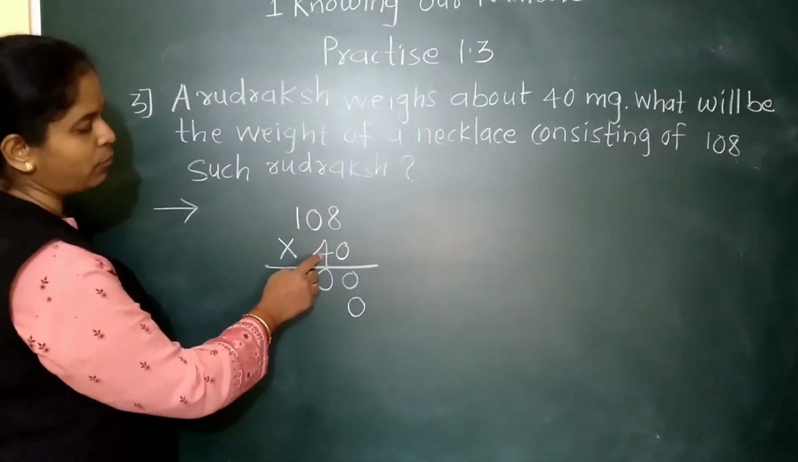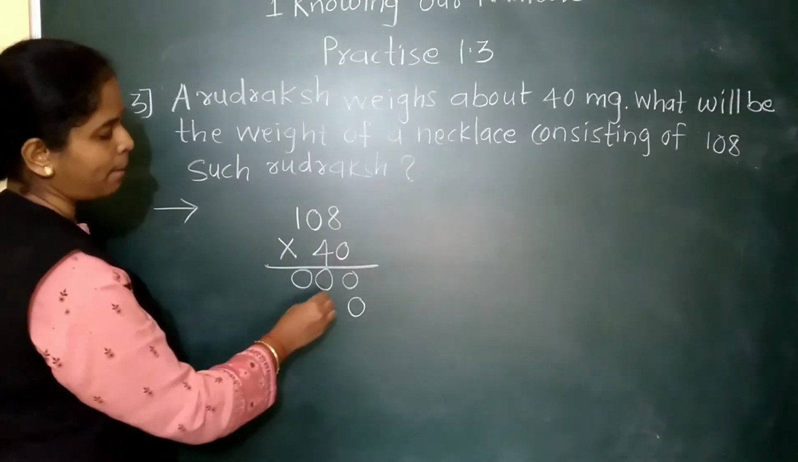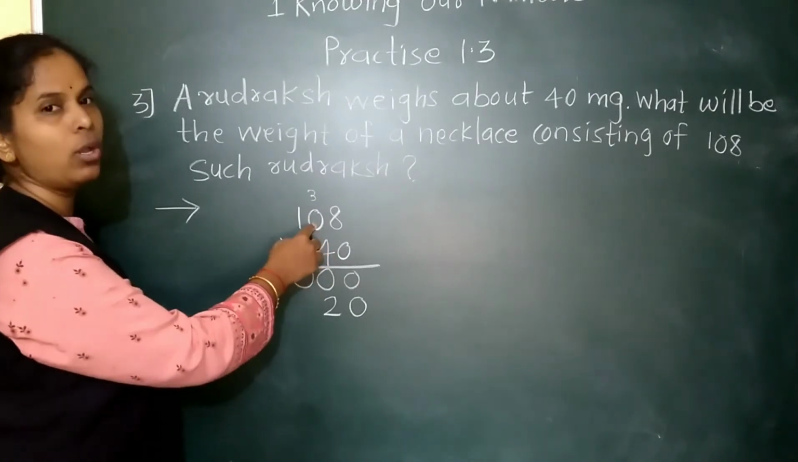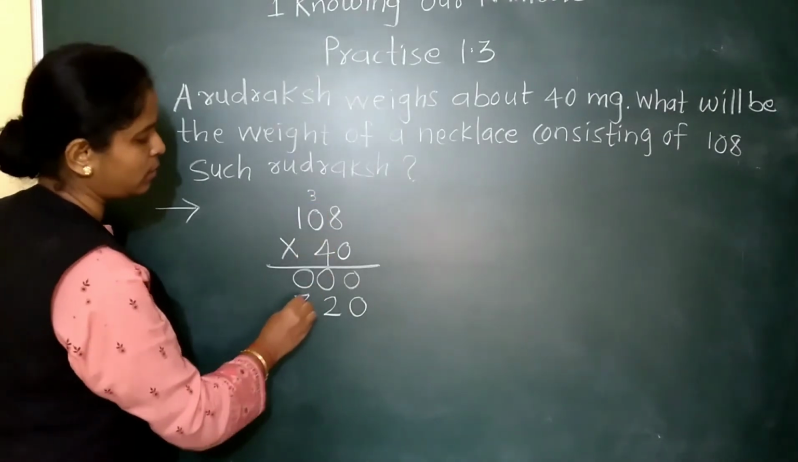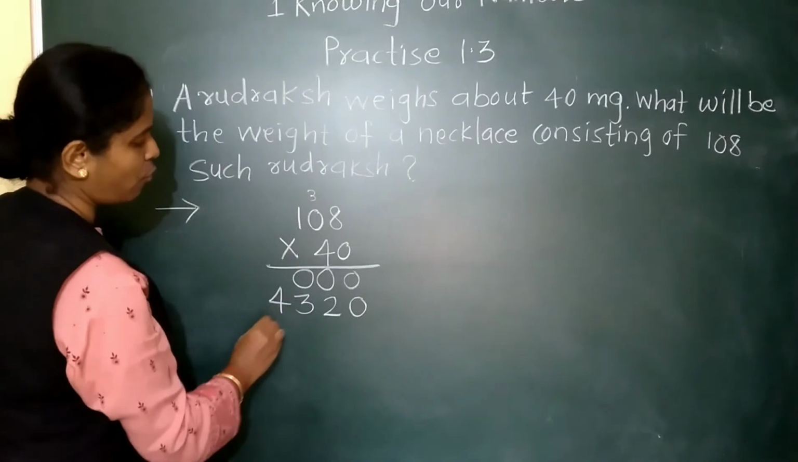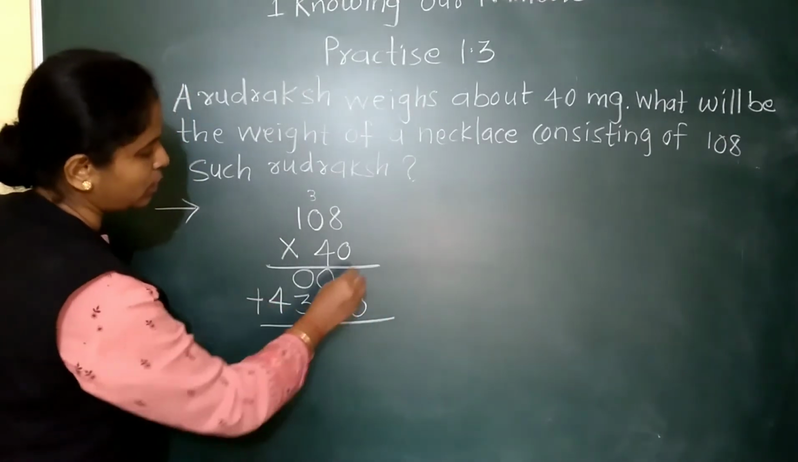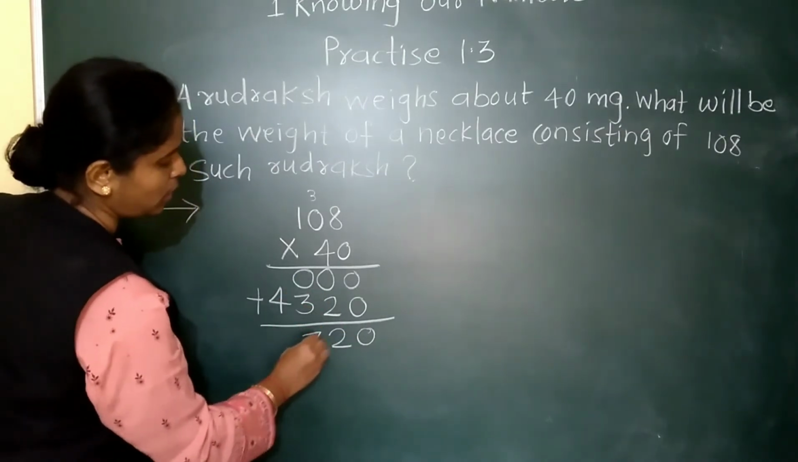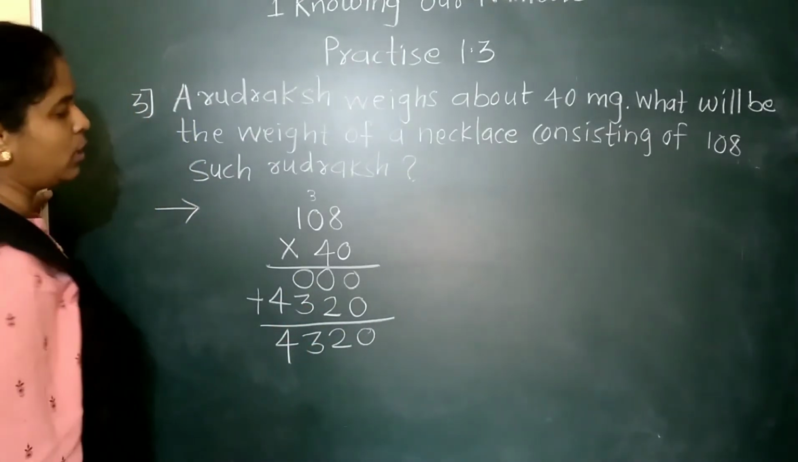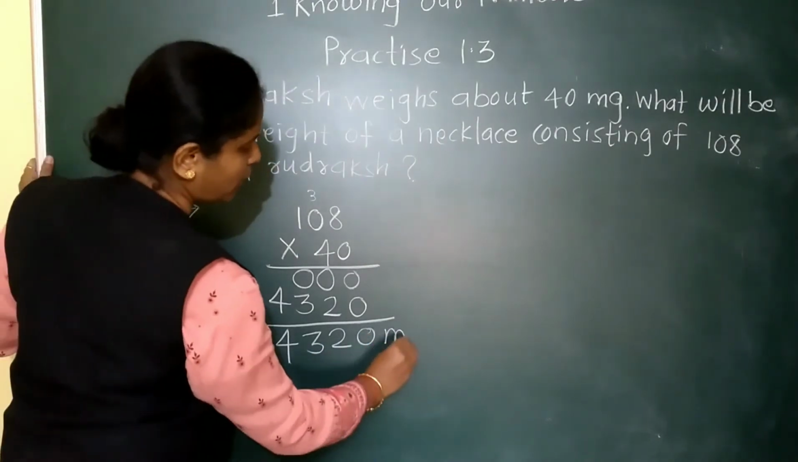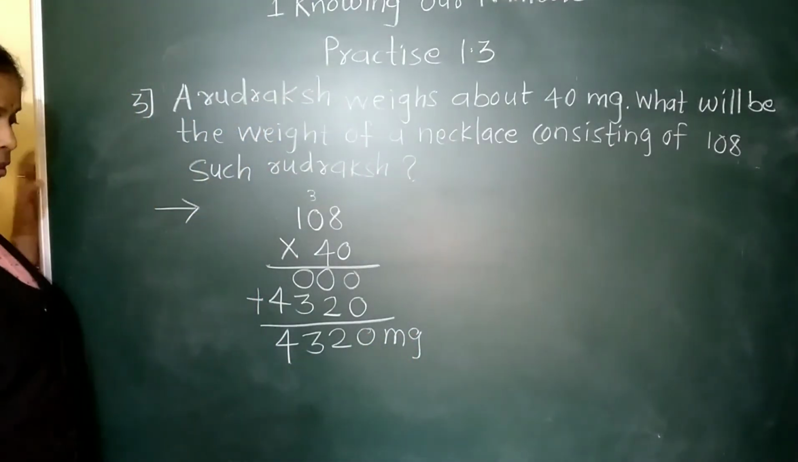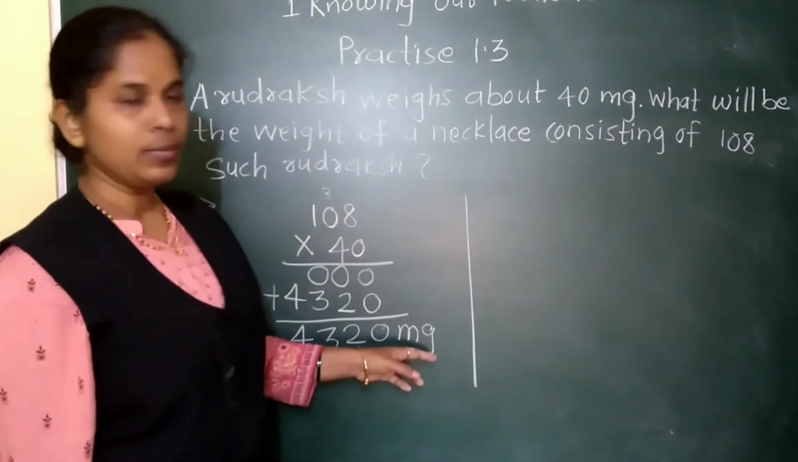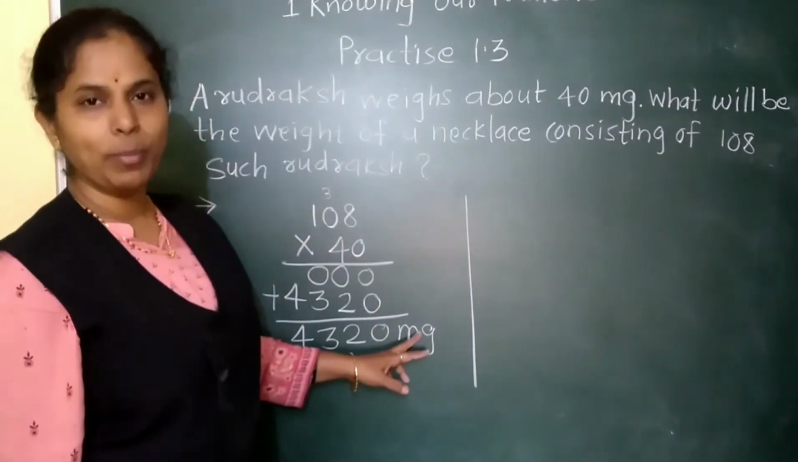Now multiply 4 by 8. 4 8s are 32. So carry 3. 4 into 0, 0, plus 3, 3. And 4 1s are 4. We have to add it. 0 plus 0, 0. 0 plus 2, 2. 0 plus 3, 3. And here 4. So the answer will come in these many milligrams. Okay. See here. Now 4320 milligrams.